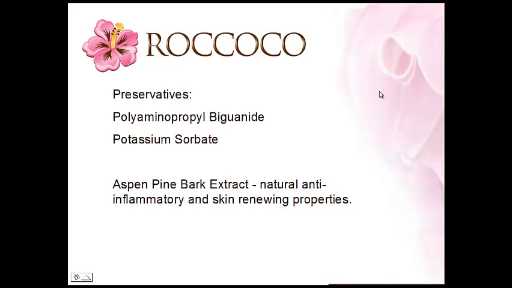If you're wondering why we don't use this in everything else, it's because it's cationic, which means it's got a positive charge and it doesn't always interact well with other chemicals. So there's a reason why it's not in everything.